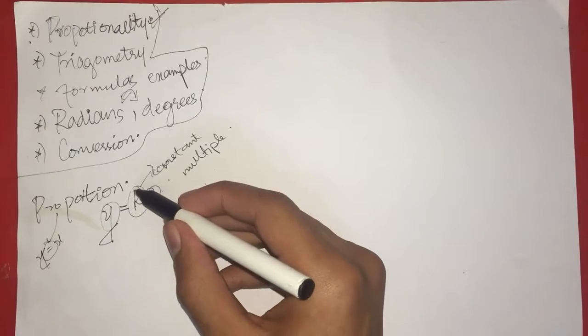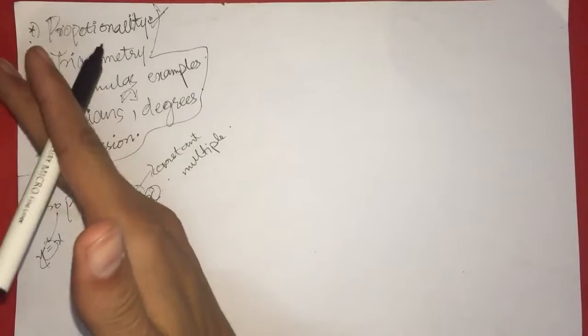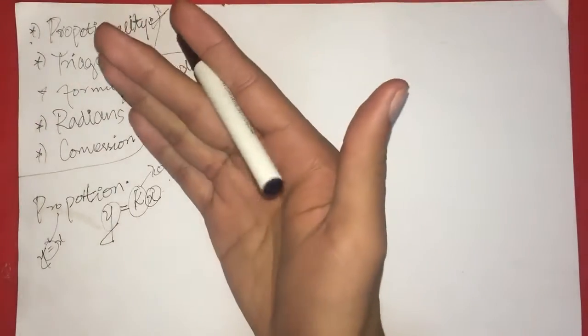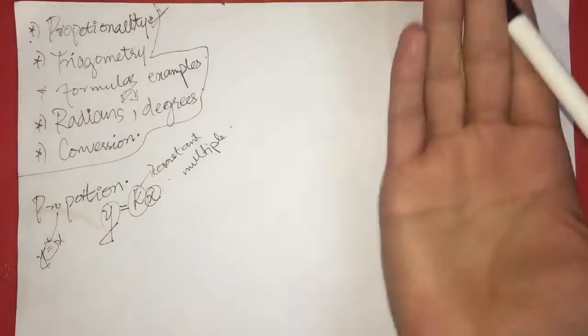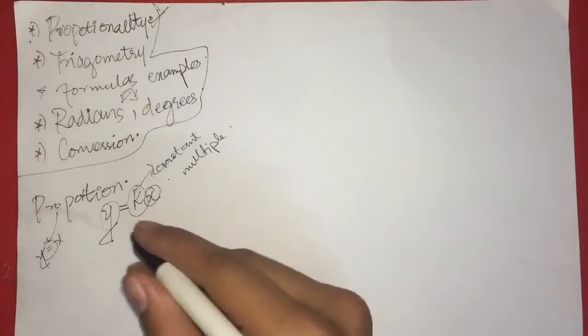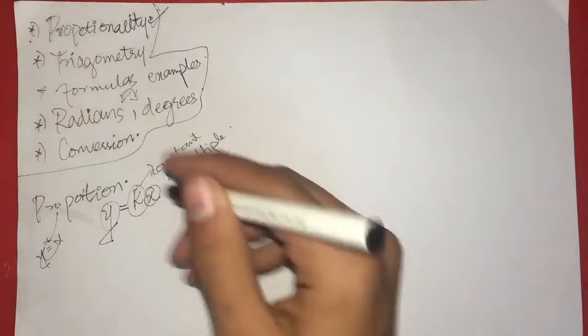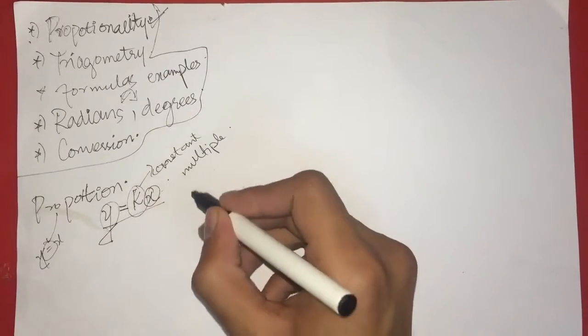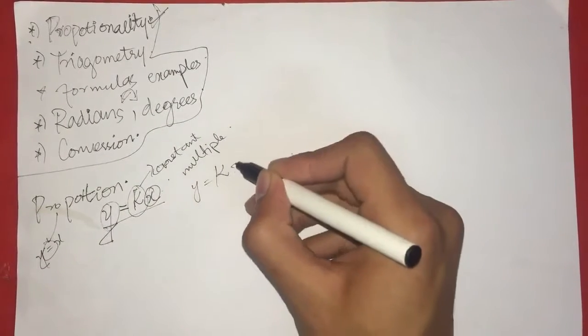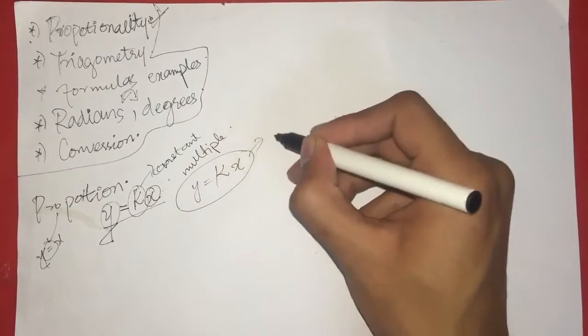Now let's discuss the types of proportionalities. For example, if y increases, x also increases. So I say that y is directly proportional to x. But what if y increases and x decreases? That's opposite. So for that we use y is inversely proportional to x, y is equal to the inverse of x. So this is directly proportional: y equals constant multiple of x is directly proportional.